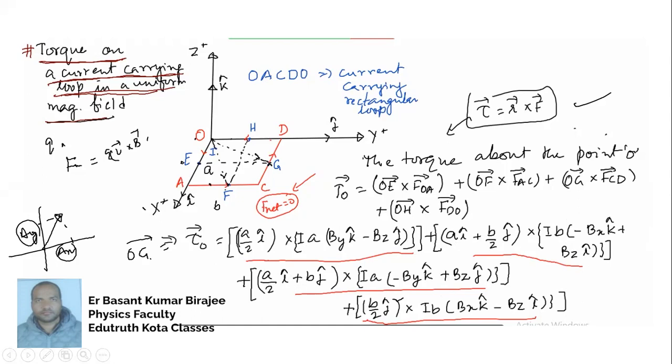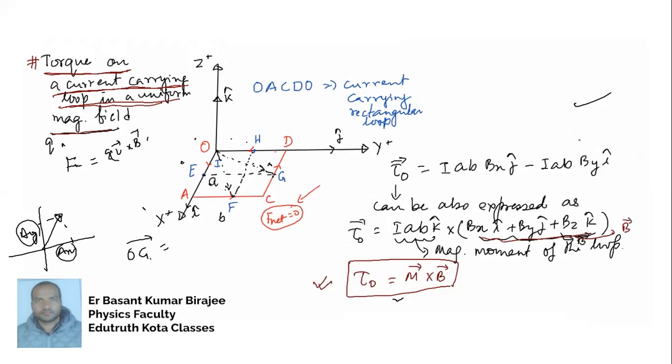Let's see. So you find the values of its cross products, simplify, and how much will be left? Let's see. Okay. So after simplifying, we'll get this much. This much will be left. I, A, B: A is this side length, B is this side length. In a rectangle, one side is A, another side is B, in this case.